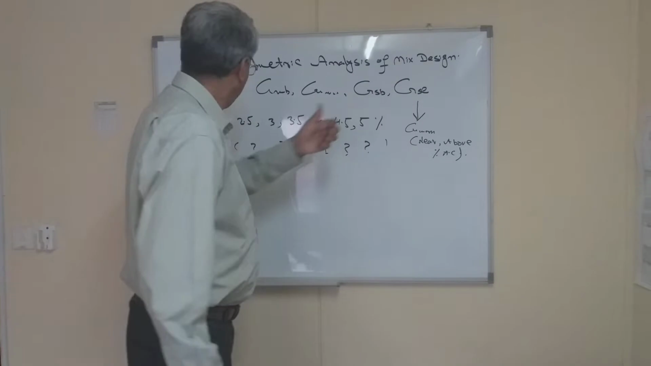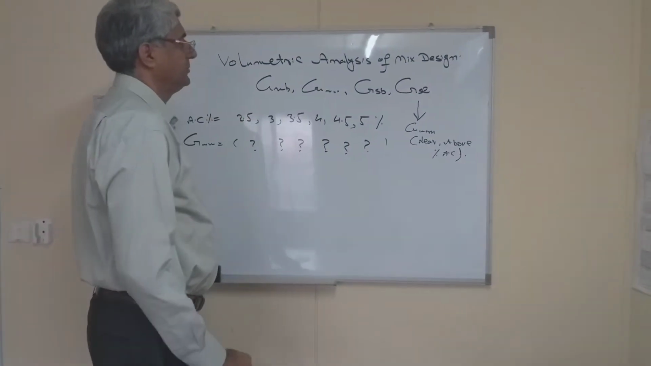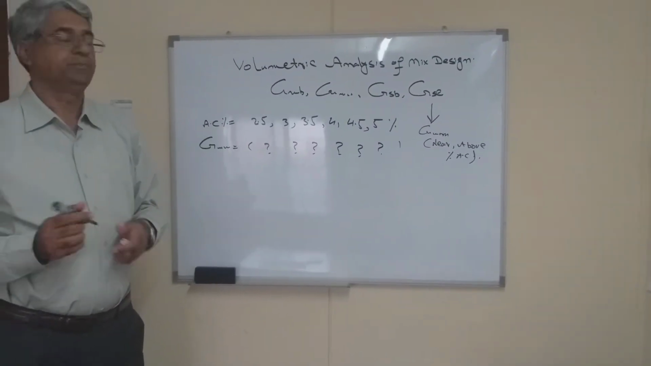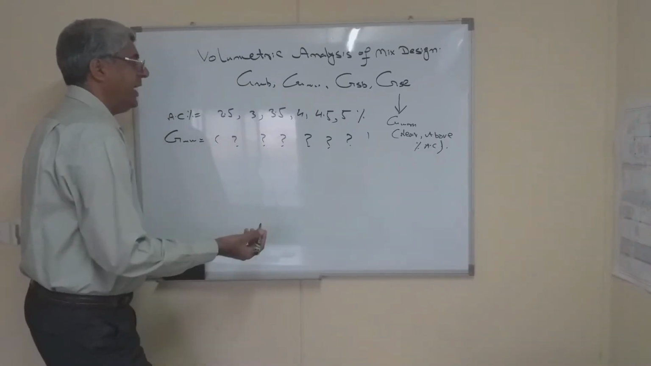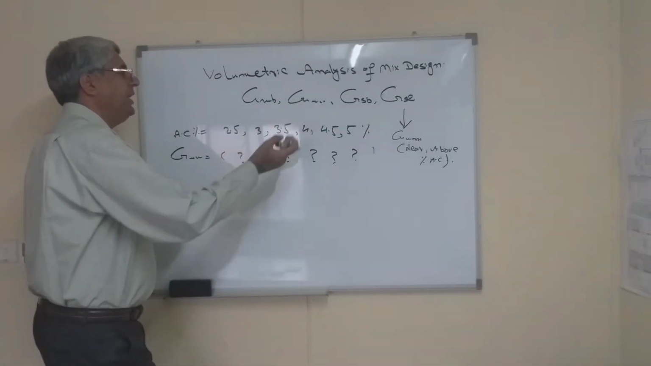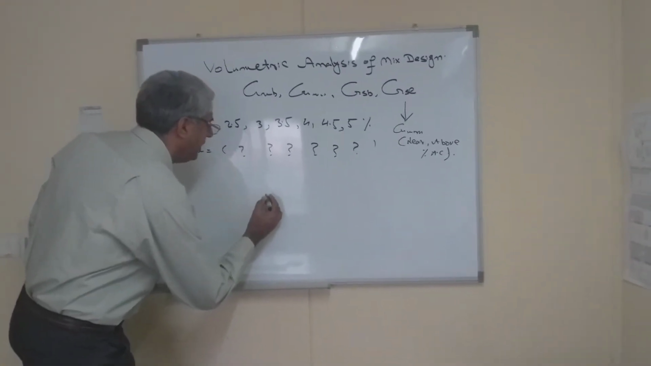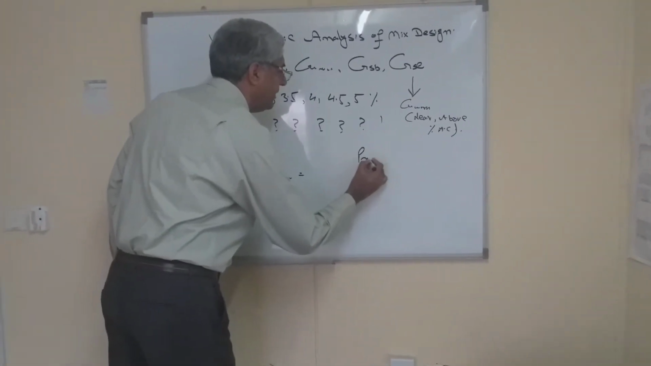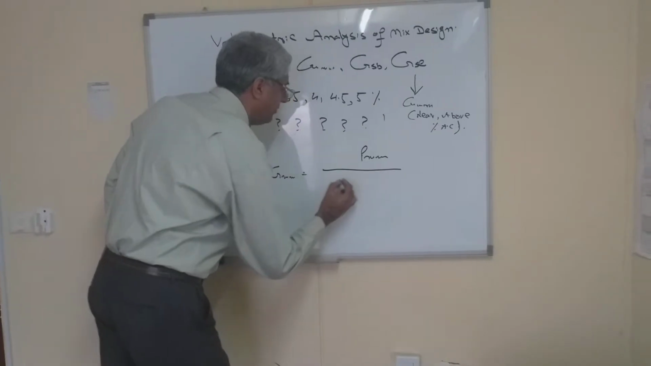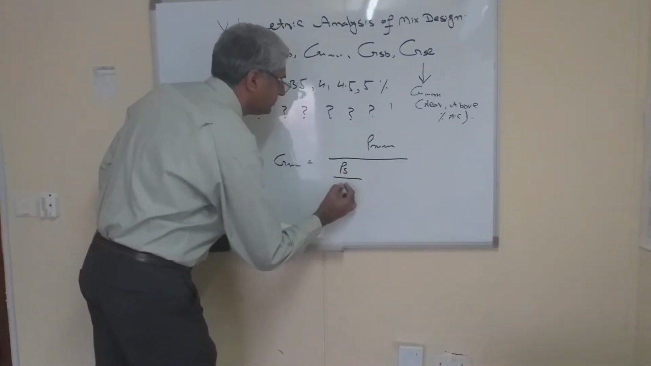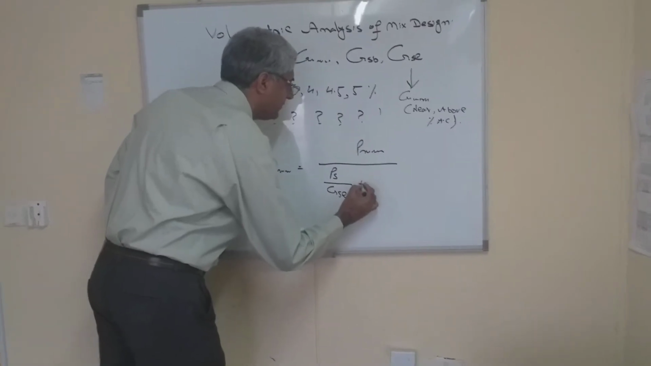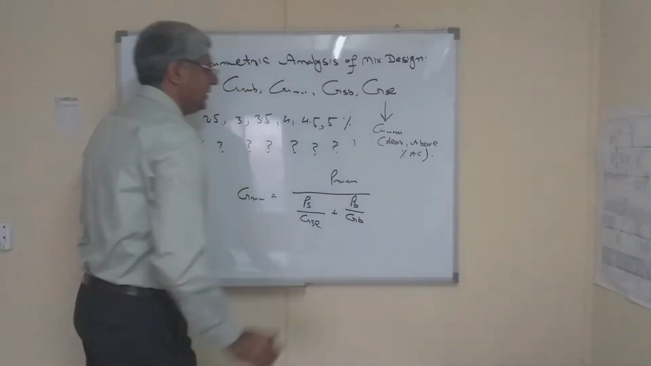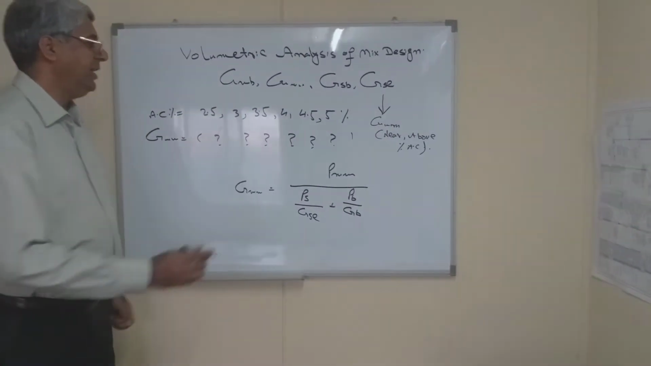Now next I want to show you for each bitumen content, by using this GSE we can find out the value of GMM. When GSE is in your hand, it is known, you have found it by averaging, then we can find out the value of GMM by using this equation: PMM divided by PS over GSE plus PB divided by GB. This PMM means percentage of mix. It is always taken 100.